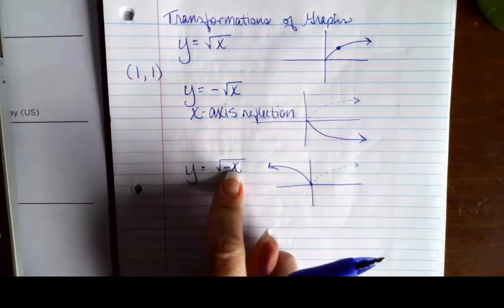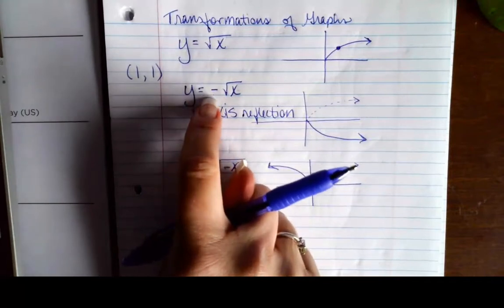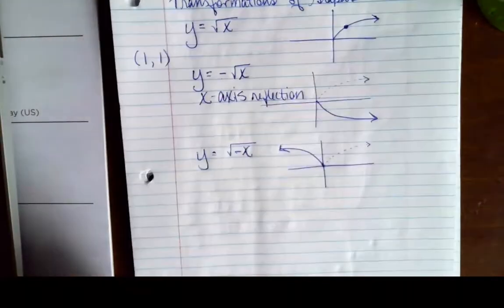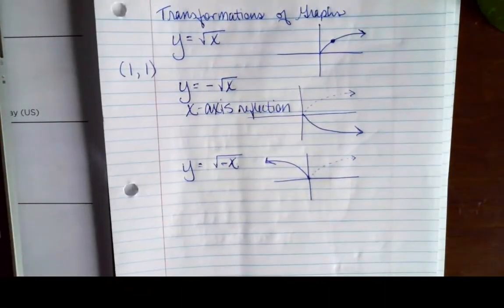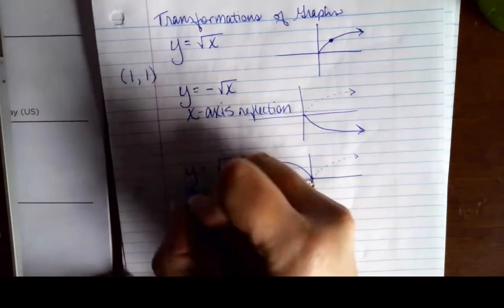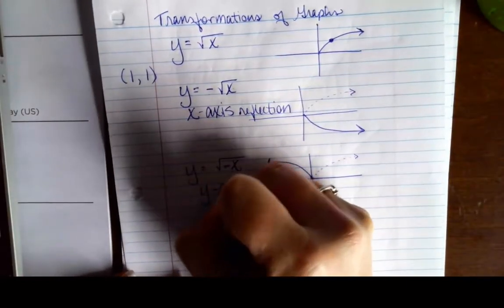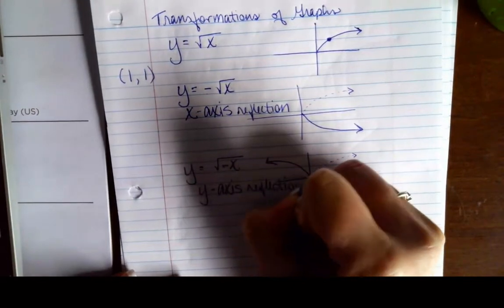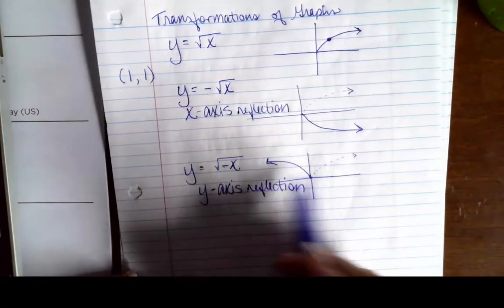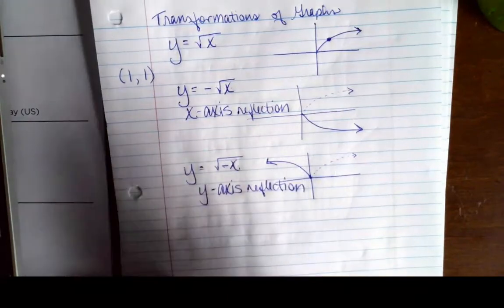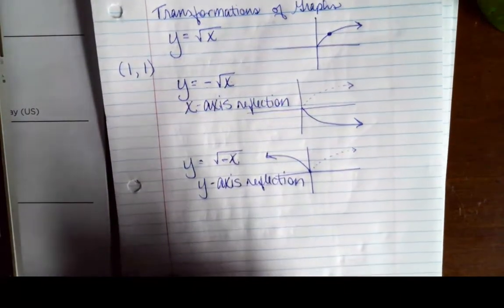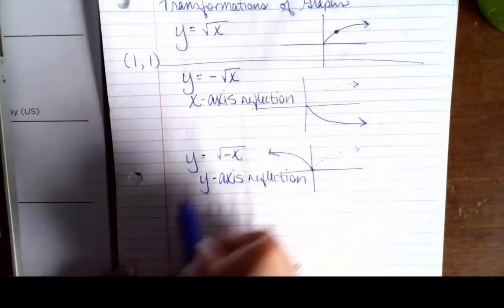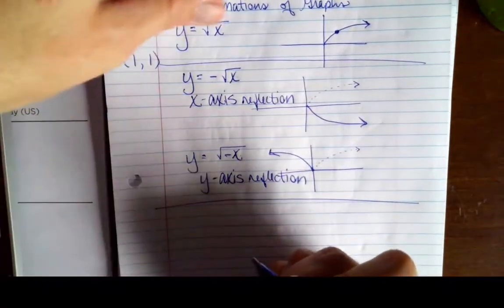So again, pay attention to what's negative. If it's just a negative out front of whatever your function is, it's going to be an x-axis reflection. If it's a negative attached directly to the x, that's going to be a y-axis reflection. So I can flip up and down, which is this one, or I can flip side to side, which is this one. So now I'm done flipping. Okay, now I can stretch or compress. So these are reflections, and now I'm going to stretch or compress.